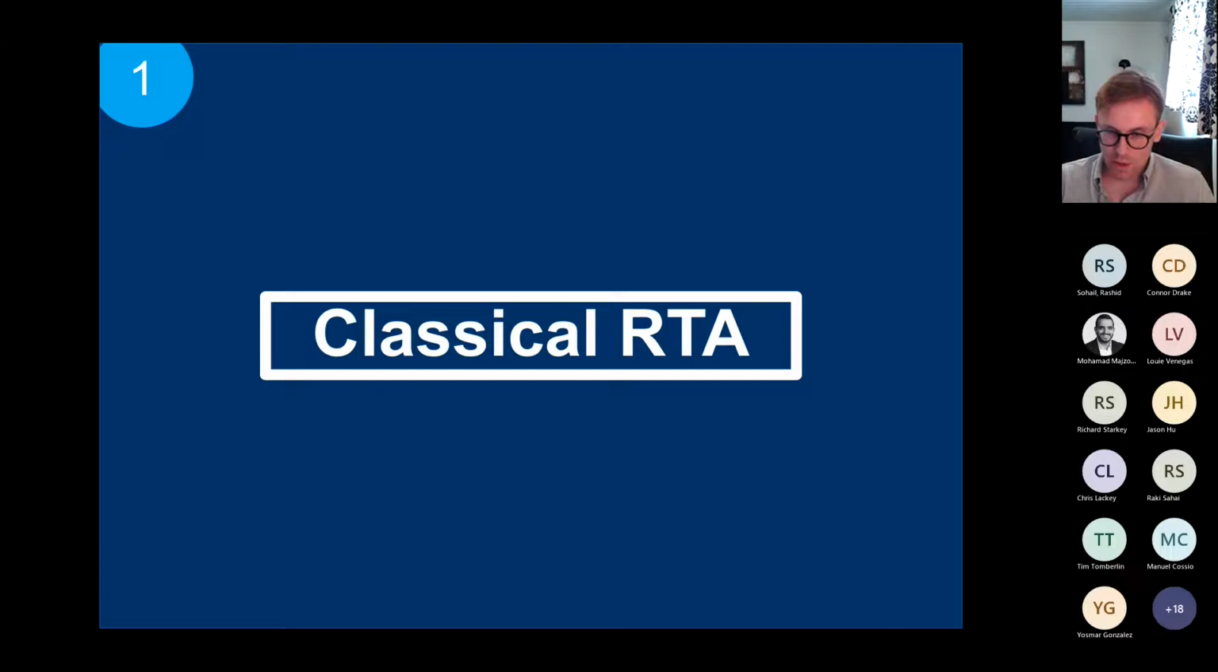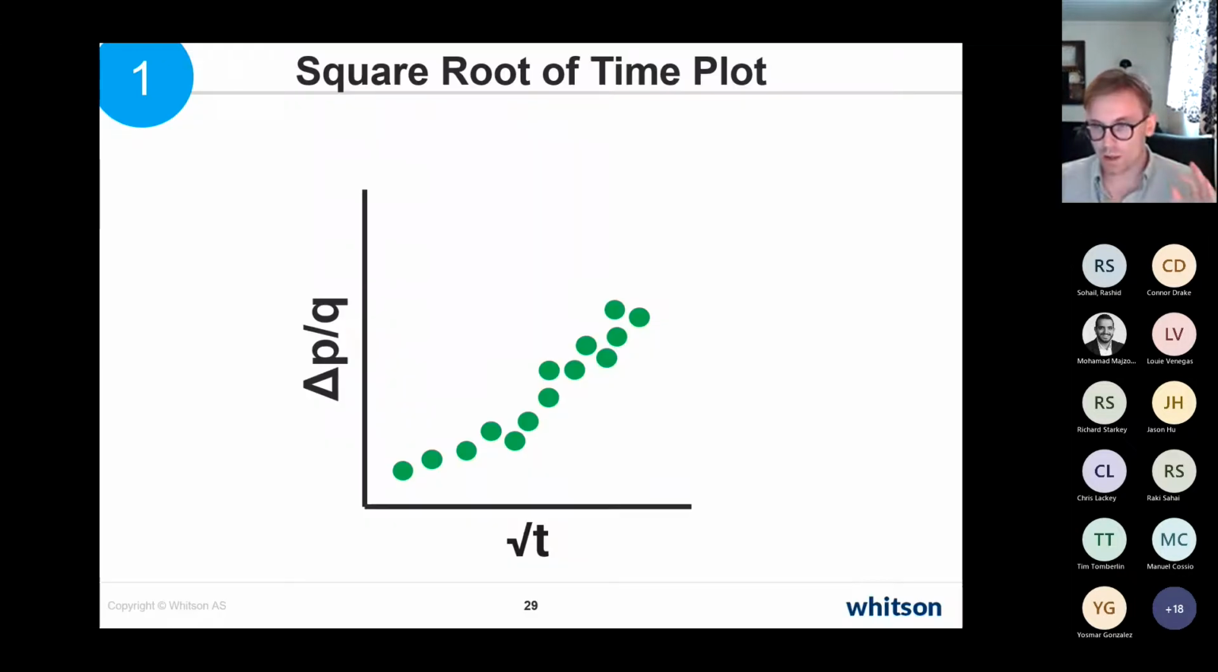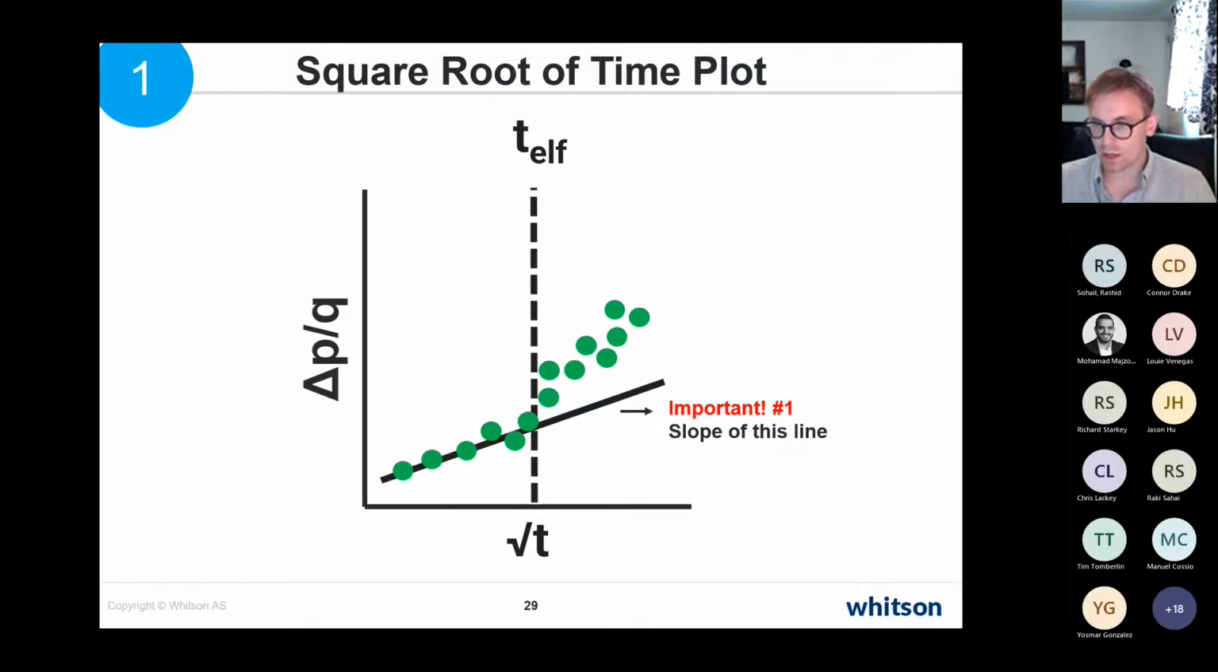So if we start with classical RTA, to understand that, you need to understand the square root of time plot. And the square root of time plot looks like this, and it has essentially two important lines. It's the slope through the data here, the black slope, and it's the time to end of linear flow. So important number one is the slope of this line. That is how we get our estimate of our LFP or our so-called A root K. And then the time to end of linear flow, that's what gives us the OIP.